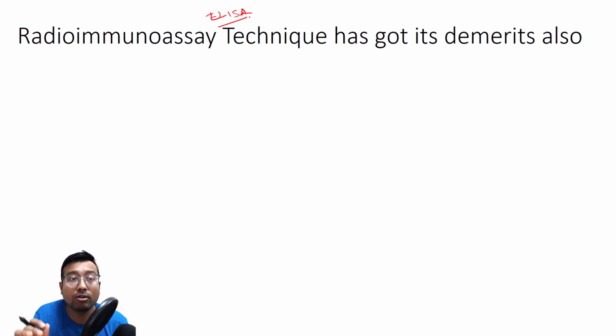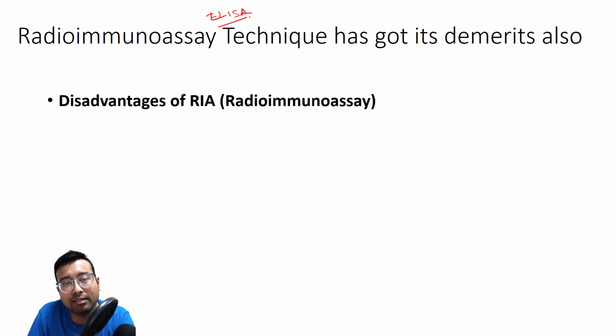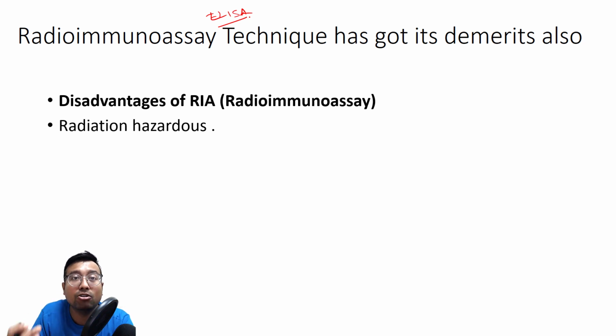Okay. Of course, RIA has got its huge advantage. It is very sensitive. It can detect minute quantities of analyte. We are not going into that. Since the question asks specifically for the demerits, we will discuss the disadvantages. So what are the disadvantages of RIA? Number one, it requires radioactive substance.